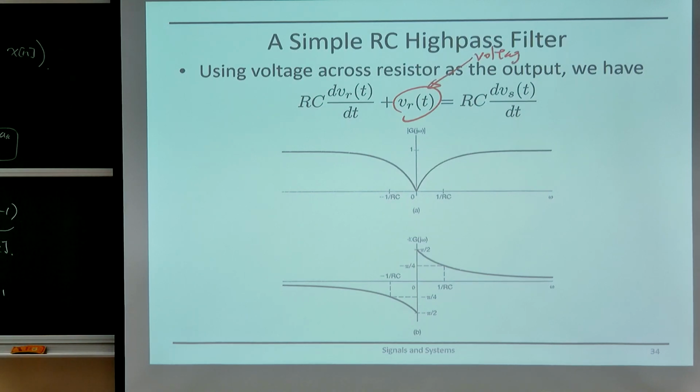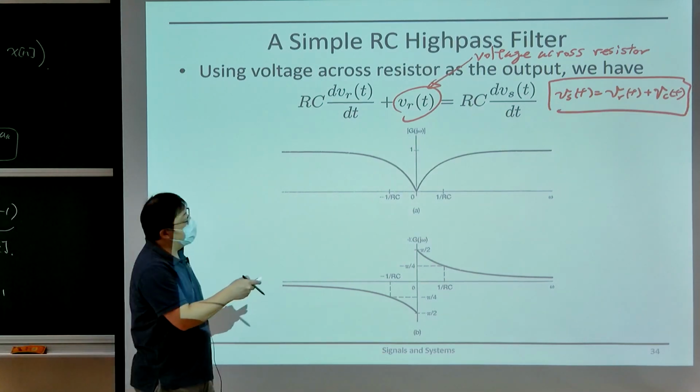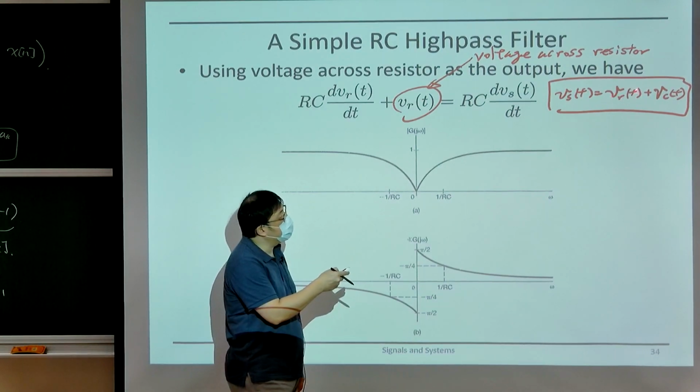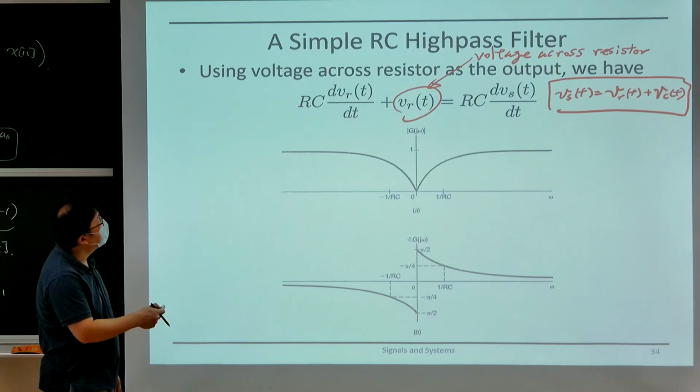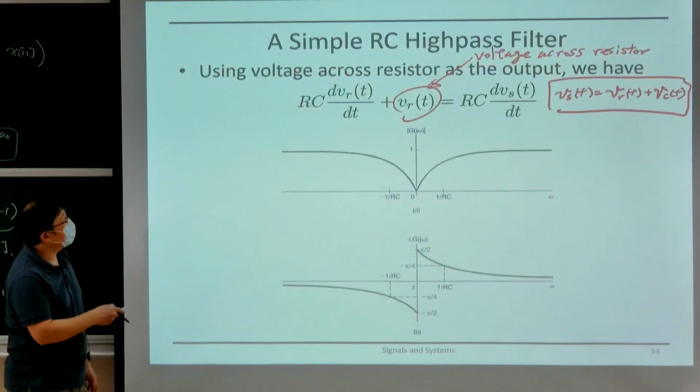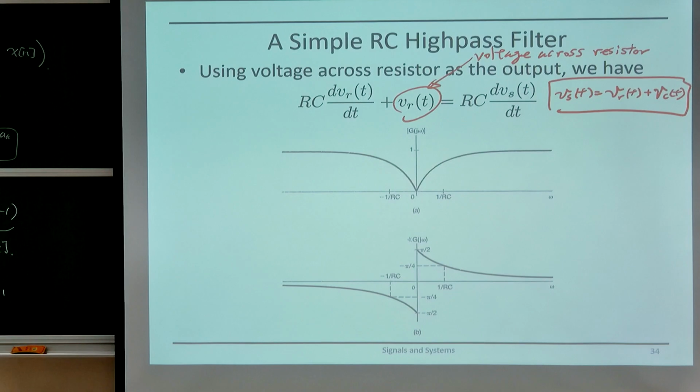So here, VR(t) is the voltage across the resistor, okay? And you could have obtained this directly by the fact that VS(t) should be equal to VR plus VC. Okay? So, this voltage across the source should be equal to the voltage across the resistor plus the voltage across the capacitor. Okay? So, by plugging VC as VS minus VR into this equation here, you can directly obtain this differential equation, okay? And then, by the same approach, you will be able to find its frequency response, okay? So this gives you a high pass instead of a low pass filter.